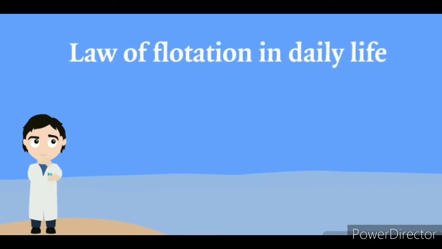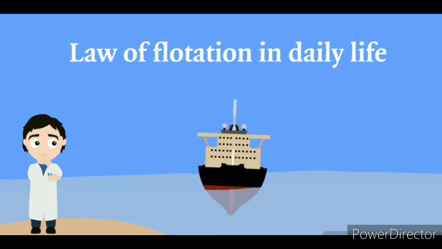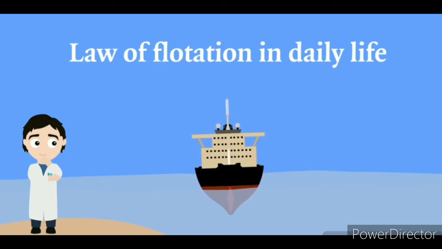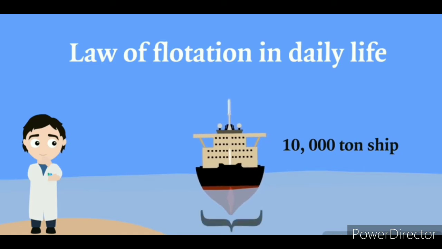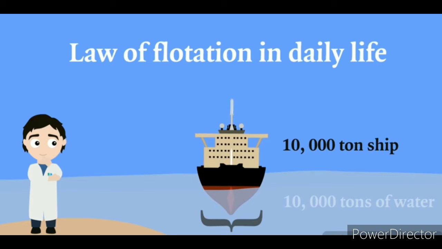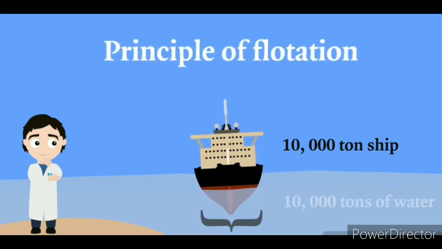Ever wondered why ships and submarines can float when they are so large? As we know from the law of flotation, an object must displace a weight of the fluid equal to its own weight in order to float. So a 10,000-ton ship must be built wide enough to displace 10,000 tons of water to stop it from sinking. This we call the principle of flotation.